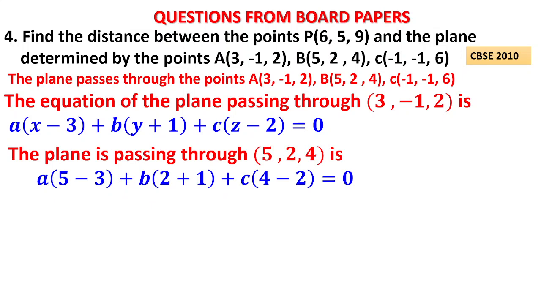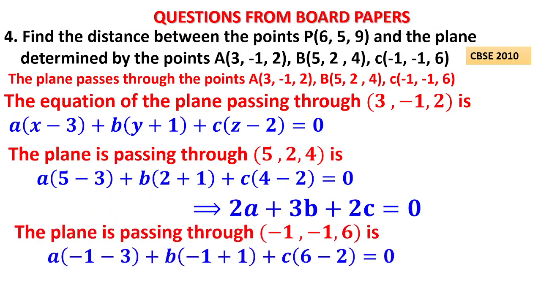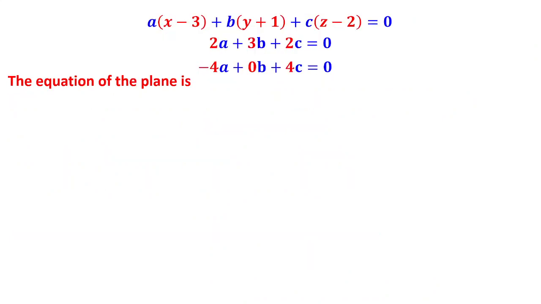Now the same plane which you have just framed passes through (5, 2, 4), so replace x by 5, y by 2 and z by 4, and you will get the second equation. Again, go to the third equation by making use of the point (-1, -1, 6). Again replace x by -1, y by -1, z by 6. You will get the third equation. Now we got three equations: a into (x minus 3) plus b into (y plus 1) plus c into (z minus 2) is equal to 0; 2a plus 3b plus 2c is equal to 0; minus 4a plus 0b plus 4c is equal to 0.